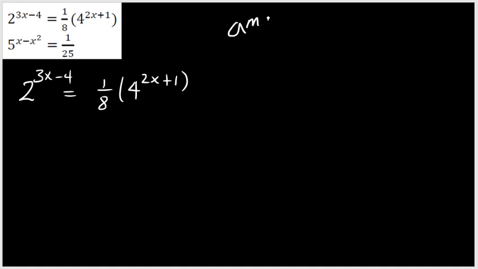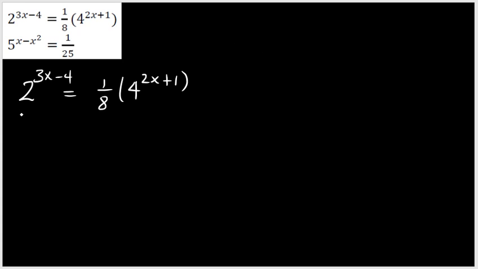A the power of m times a the power of n is the same as a the power of m plus n. When you multiply two exponents having the same base, you can take one base and add the exponent. In case of division, you can subtract. There are rules.